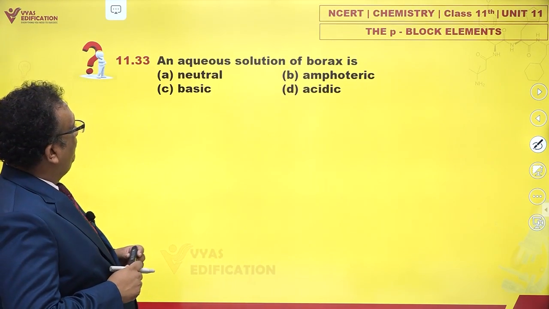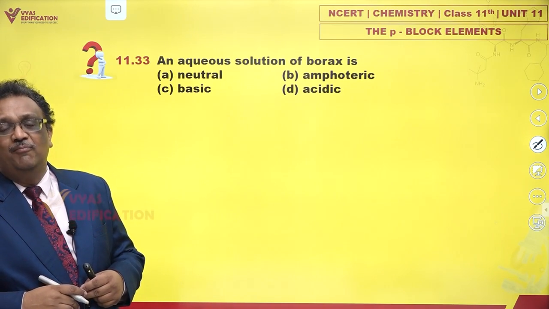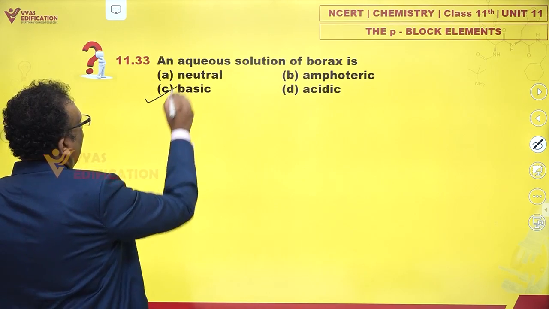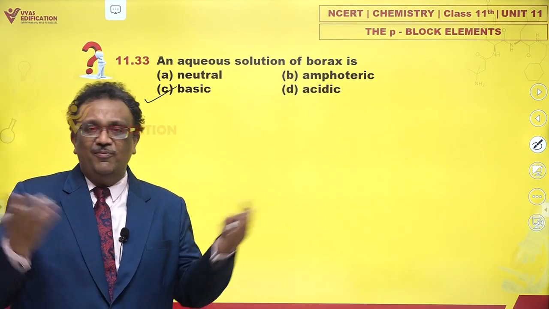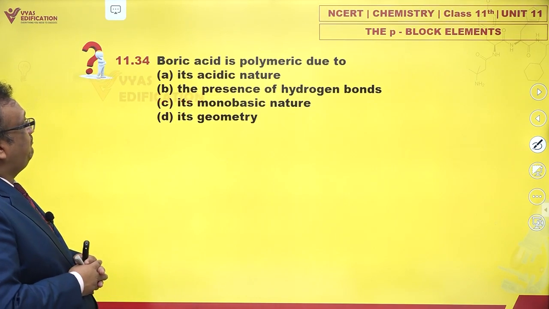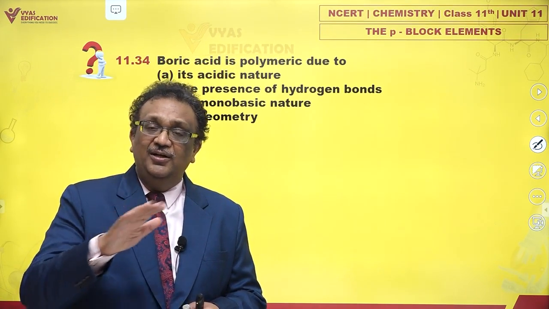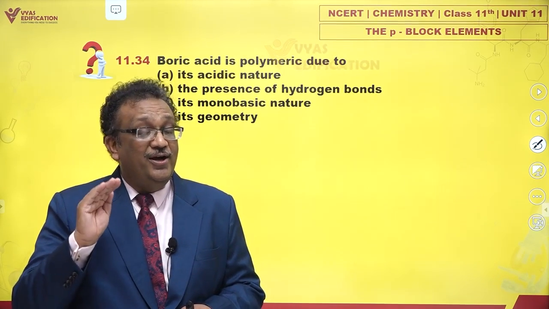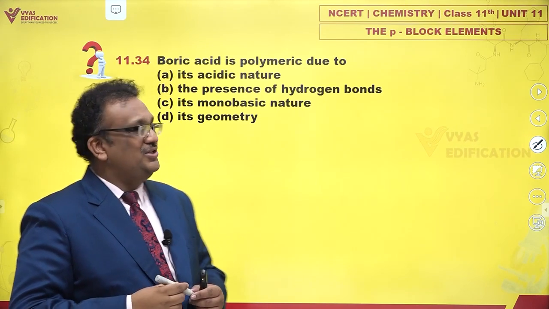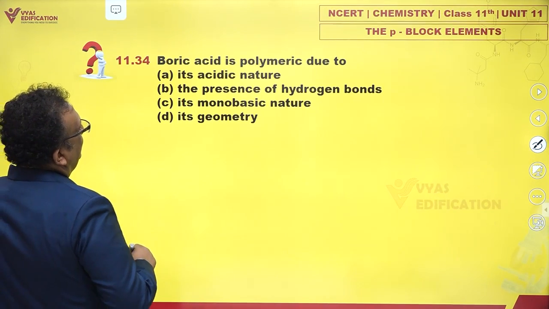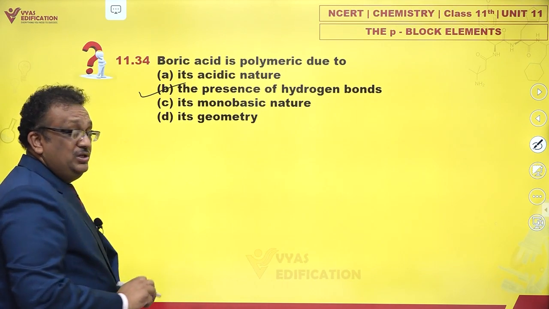An aqueous solution of borax is neutral, amphoteric, basic, acidic. Borax is basic. An aqueous solution of borax is very much basic. B for borax, B for basic. Boric acid is polymeric because molecules of boric acid undergo intermolecular hydrogen bonding and they form very beautiful planar structures. So yes, it is polymeric due to the presence of hydrogen bonds.